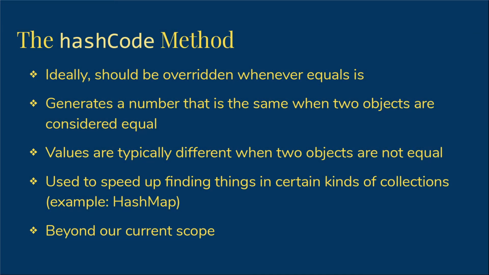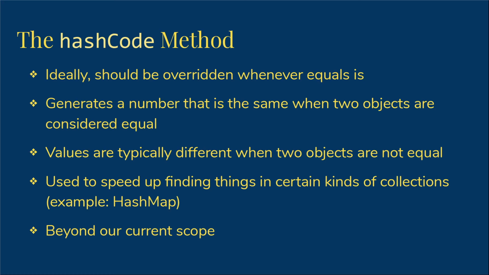So I want to briefly talk about the hashCode method. This returns a number. Ideally, this method should be overridden whenever equals is, though I'm not going to worry about that right now because it's a little beyond the scope of what we're covering in this series. What it will do is generate a number that is the same when the two objects are considered equal. Now, if your comparisons are based on numbers, that's fairly easy to do. If your comparisons are based on strings, then you're going to have to go through some sort of process to generate a number to correspond with your string.